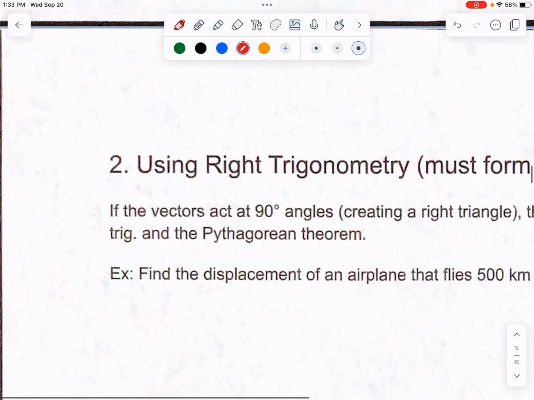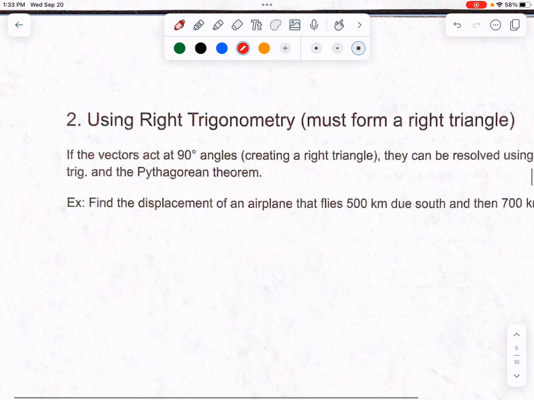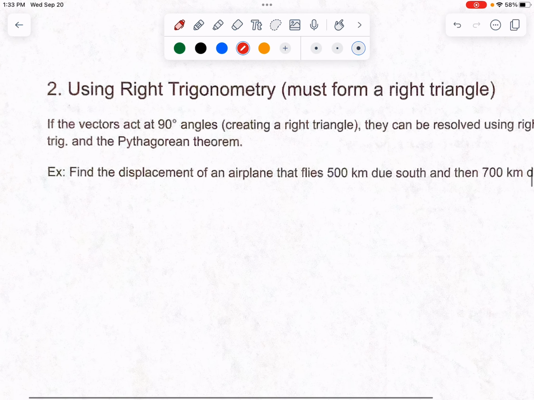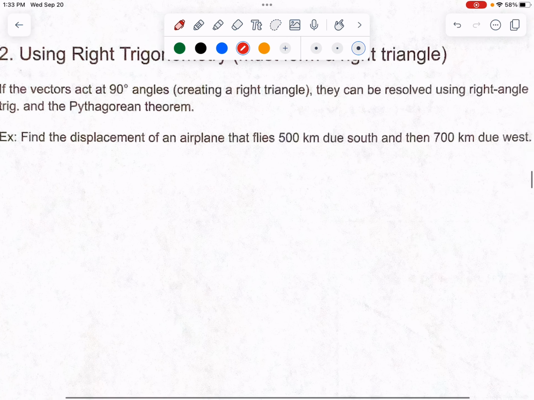Now let's do a little bit more practice of that. We're going to put it all together with direction, our Pythagorean theorem, and our SOHCAHTOA stuff. So find the displacement of an airplane that flies 500 kilometers due south and then 700 kilometers due west. So what we're going to do is there are 3 steps. One, we're going to draw the diagram, so we're actually going to show what it looks like.